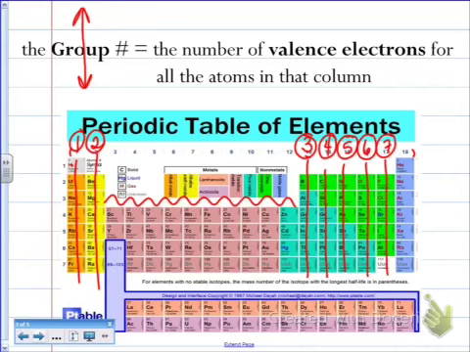Group 18, the noble gases, are stable because they have a full outer energy level. Everything in group 18 has 8, except for helium. Helium has a valence of 2 because it only has 2 electrons. I'll show you why in just a second.